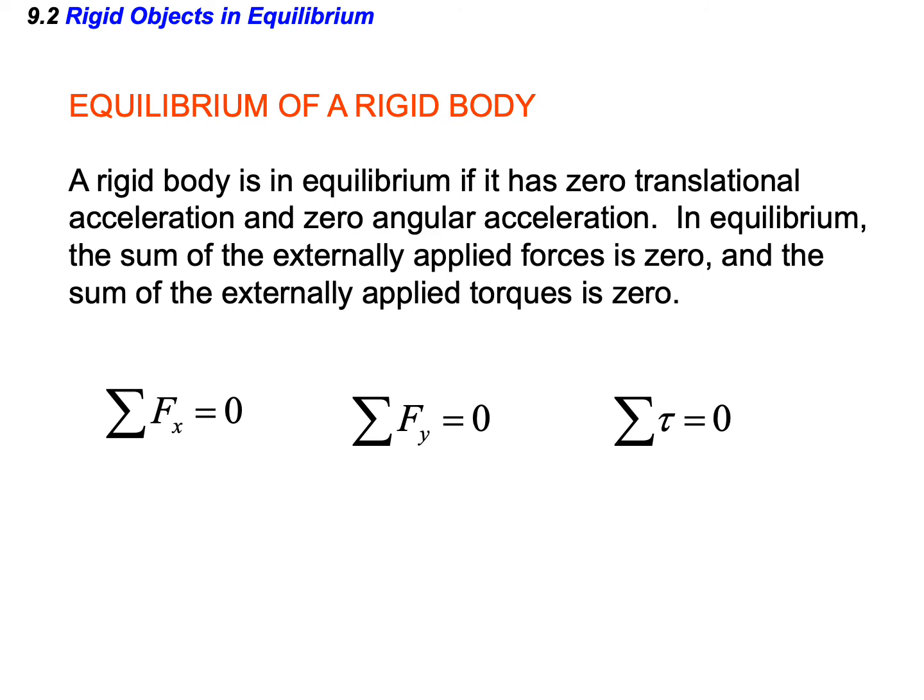Okay, here is again a rigid body. If a rigid body is in equilibrium, it has zero translation, or zero acceleration. If there is no acceleration, the net force along the x direction is zero, along the y direction is zero, and the net torque is zero.